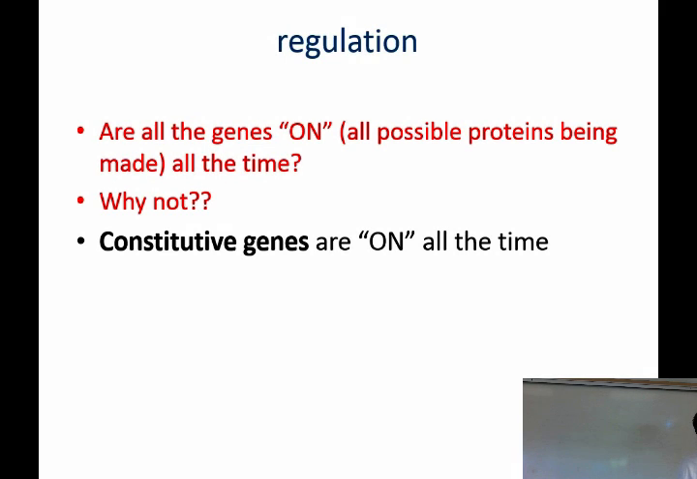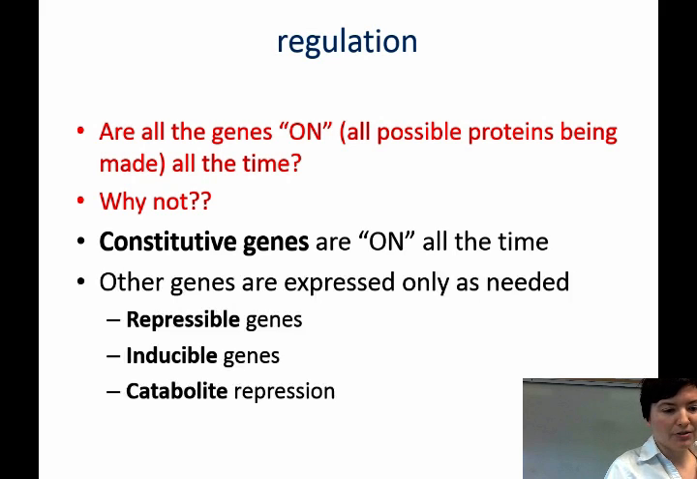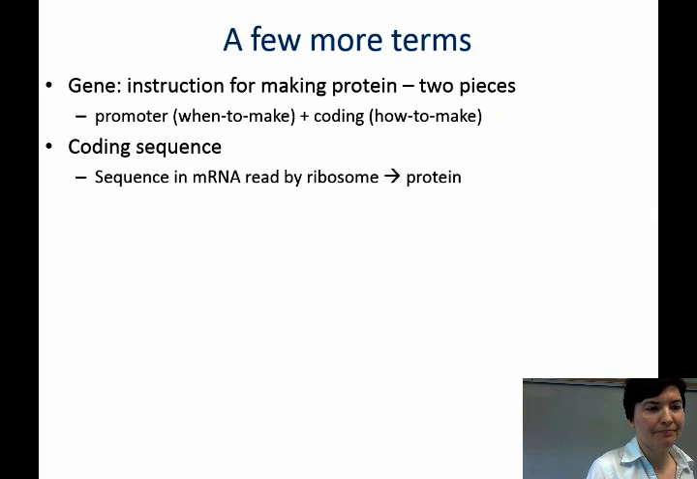Now, when we're talking about regulation, there's a couple of terms. Constitutive genes means those that are on all the time, and there are some of them that you do need to use very often because they're things that keep you alive, basically. And they're just constantly needed. But most of them fall into one of these camps, either repressible or inducible. So what's the difference? Repressible means that they're on most of the time, but you could turn them off if you needed to. And inducible means that they're usually not on, but if there's some unusual circumstance, you could turn them on. And we'll also talk about this term metabolite repression in a second.